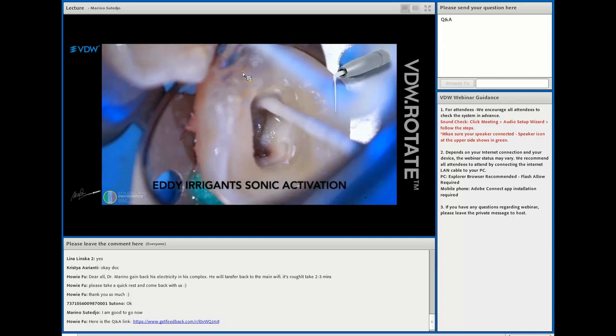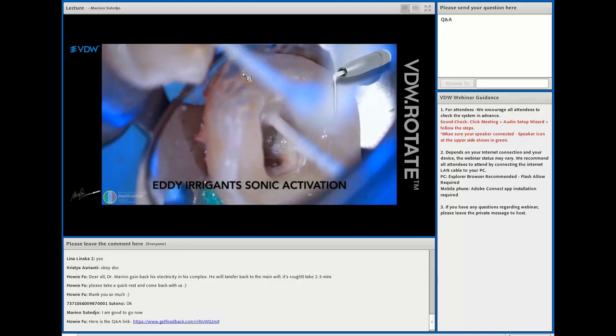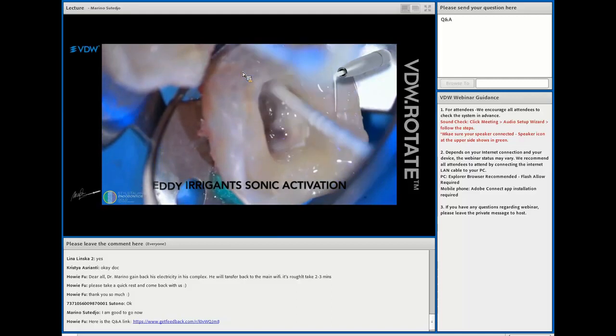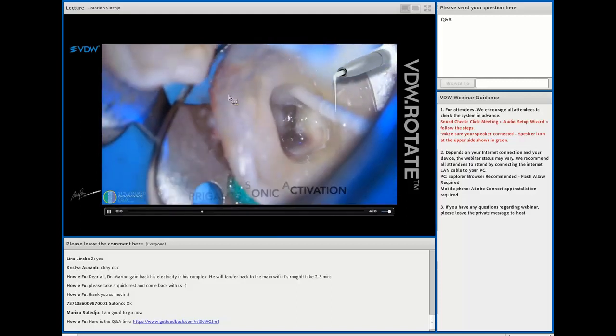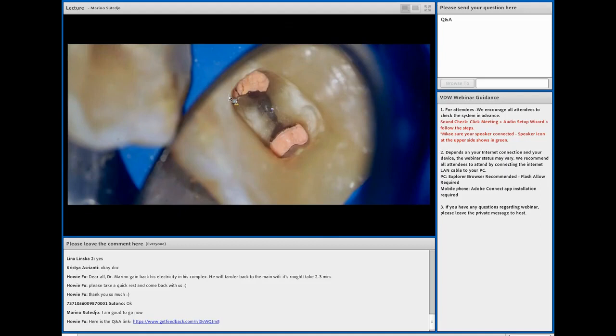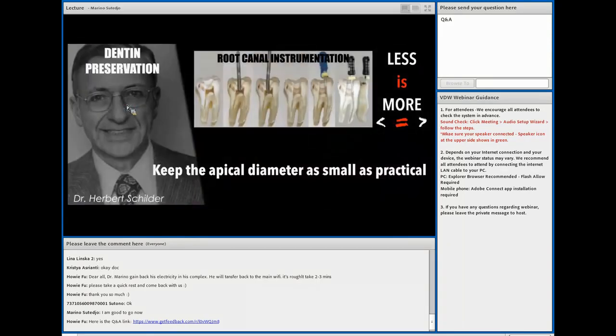And after that, don't forget to activate your irrigants. In this case, I'm going to use my EDDY as my sonic activation to clean all the systems, to activate my sodium hypochlorite. And then after that, this is the final shape of the mesiobuccal, mesiolingual, and distobuccal. And then this is after the obturation. As you can see, it maintains the curvature quite nicely. There is not much change. The original flow can be followed nicely without any irregularities.